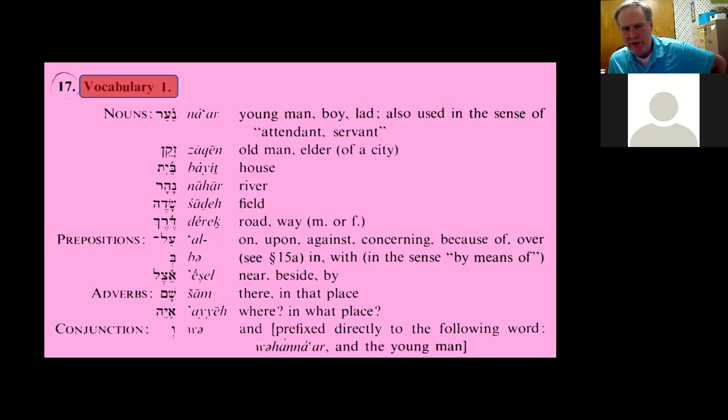River is Nahar, so it's not like na'ar, a young man. There's an extra hay in the middle. So Nahar is river. The next one, field, is Sadeh.